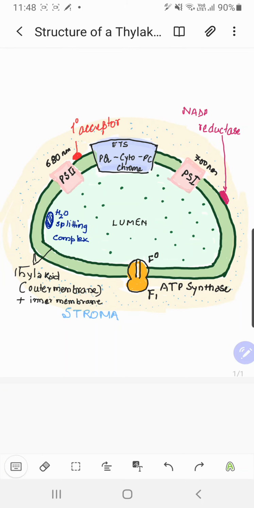Class 11th, this video is based on the structure of a single thylakoid. As you can see on the screen, you have to understand this structure in detail because, after studying the phenomena of light reaction, the cyclic and non-cyclic photophosphorylation, you have to learn about the special phenomena taking place for the maintenance of hydrogen ion concentration inside the lumen of the thylakoid, right?